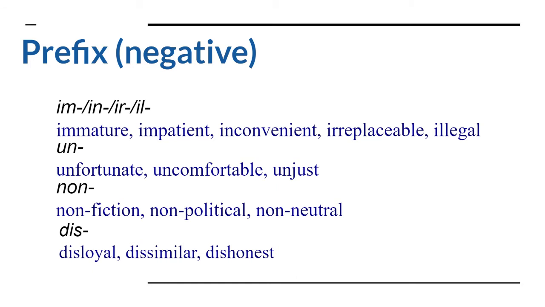So the other words that we have here are unfortunate, uncomfortable, unjust, non-fiction, non-political, non-neutral, disloyal, dissimilar, and dishonest. So if you're not too clear of what these words mean, just look at the root word. For example, dissimilar. So what word is familiar here? The root word would be similar or the same. So dissimilar would just simply mean not the same.